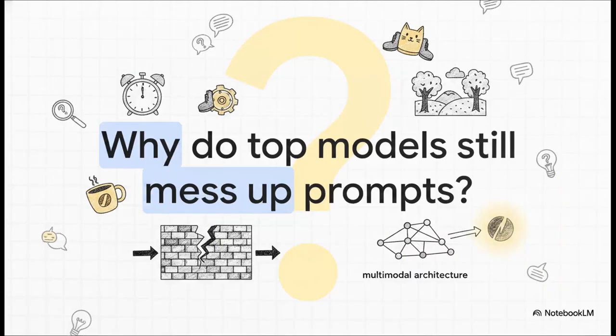So let's just dive right into the big question. Why do the biggest household name AI models out there still struggle to put objects in the right place or precisely follow complex text prompts? You know exactly what I mean, right?